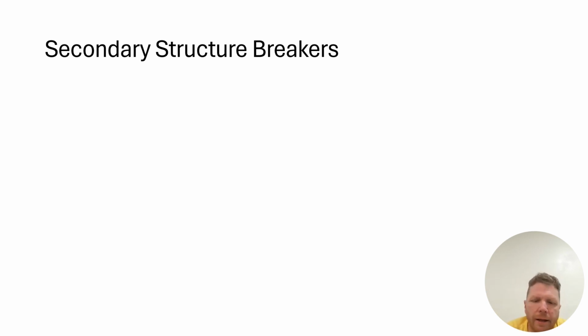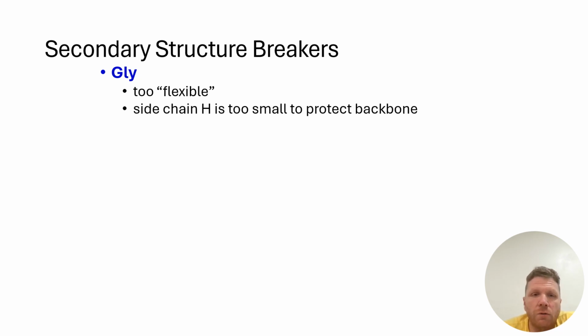Now, there are some residues that are likely to form these structures, but then there are other residues that are likely secondary structure breakers. So these are the disruptors. One of them might be a little bit curious, and that is glycine. Well, glycine presents the problem that it's entirely too flexible. It has a side chain hydrogen that's too small to protect the backbone.